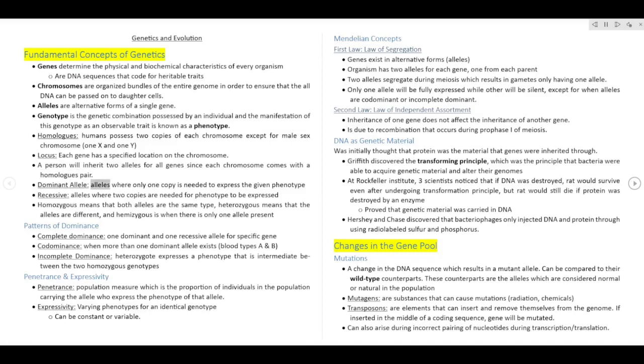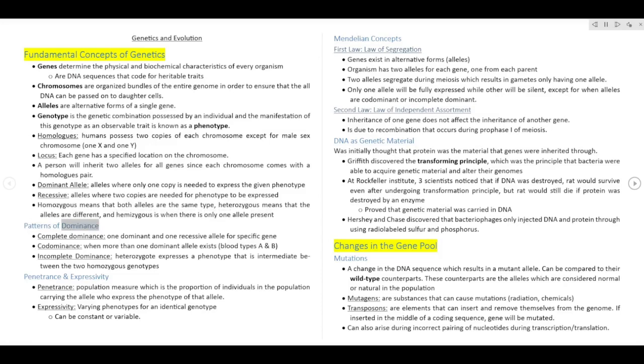Dominant allele. Alleles where only 1 copy is needed to express the given phenotype. Recessive. Alleles where 2 copies are needed for the phenotype to be expressed. Homozygous means that both alleles are the same type, heterozygous means that the alleles are different, and hemizygous is when there is only 1 allele present.